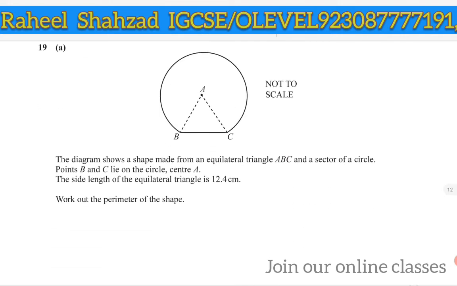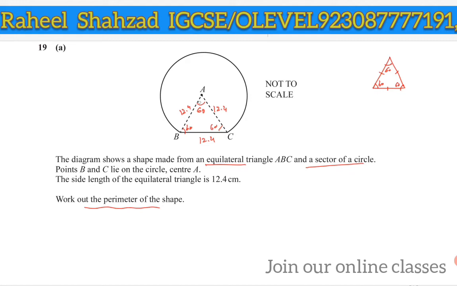Okay, question number 19: the diagram shows a shape made from an equilateral triangle. By the way, an equilateral triangle is one with the sides equal and all three angles 60, 60, 60, and a sector of a circle. The side length of the equilateral triangle is 12.4. So that means this is 12.4, this is 12.4, this is 12.4, and these are 60 degrees and 60 degrees. Work out the perimeter of the shape.